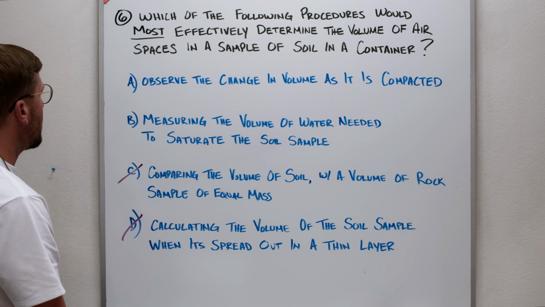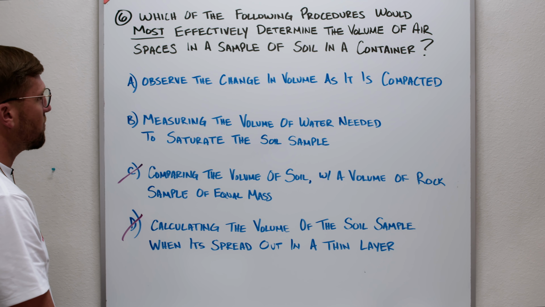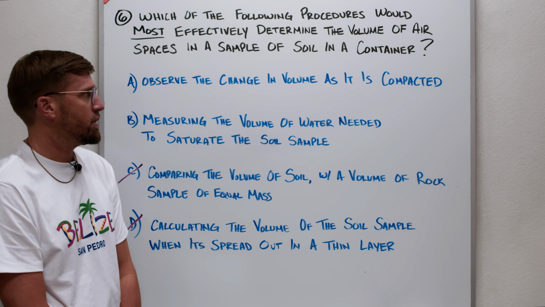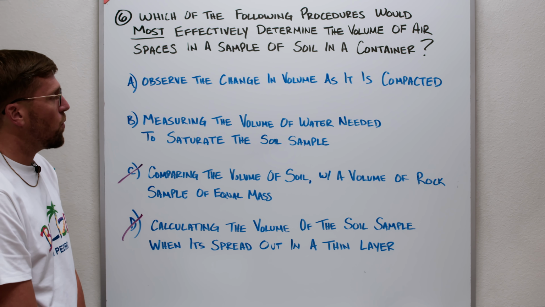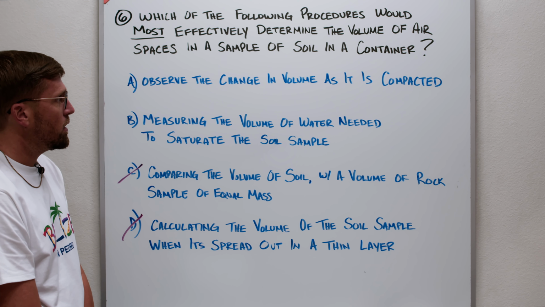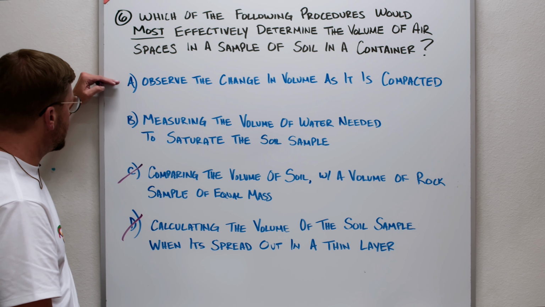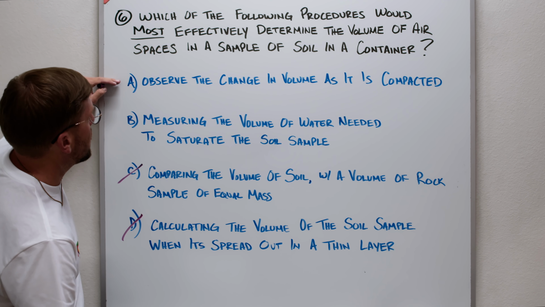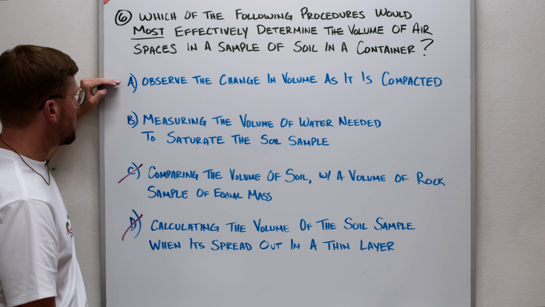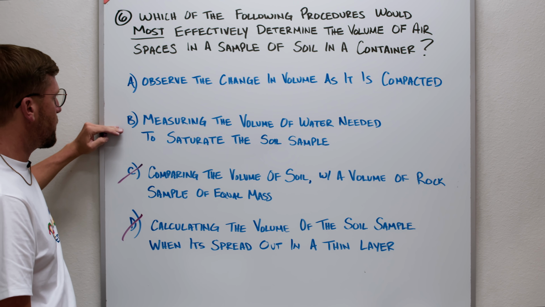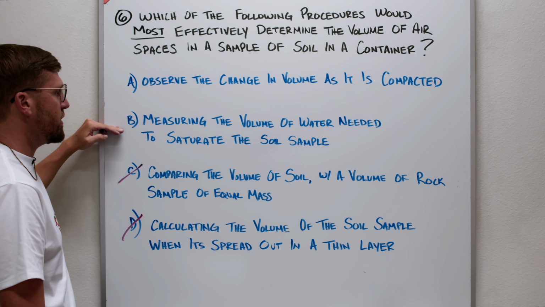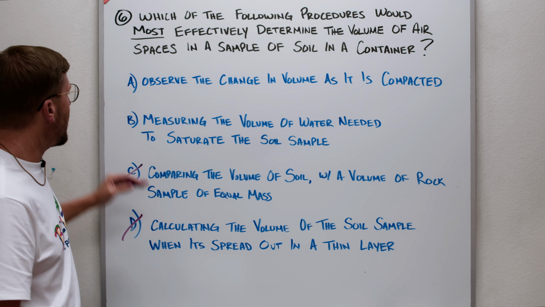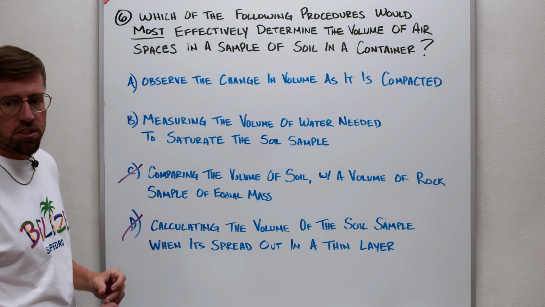Let's go up to option A. Option A says observe the change in volume as it's compacted by a large, heavy object. So I took some paraphrasing there. That would be a way to determine how much air is in the original soil if you found the difference of the two before and after. However, if we compare that with option B, which says measuring the volume of water needed to simply saturate the soil sample, between A and B, B is the much better answer.